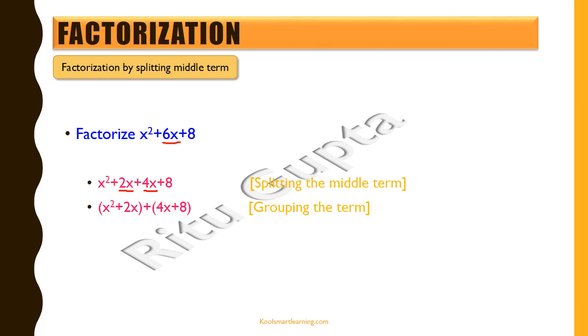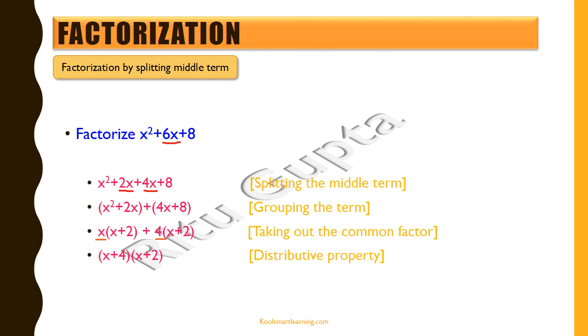Now we group the terms. We group the first two terms together, and we group the last two terms together. After grouping, we can take out x from the first group, and we can take out 4 from the second group, and we see x plus 2 is common amongst the two groups after factorization. So we again use the distributive property and make it x plus 4 multiplied by x plus 2. So we can say x square plus 6x plus 8 is equal to x plus 4 multiplied by x plus 2, or in other words, x plus 4 and x plus 2 are the factors of the given expression.